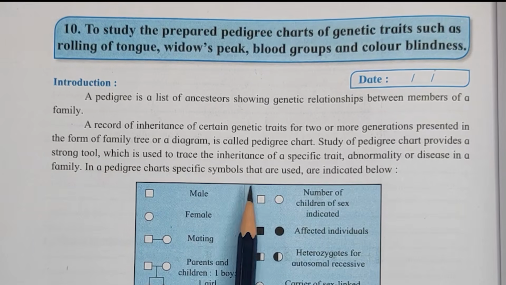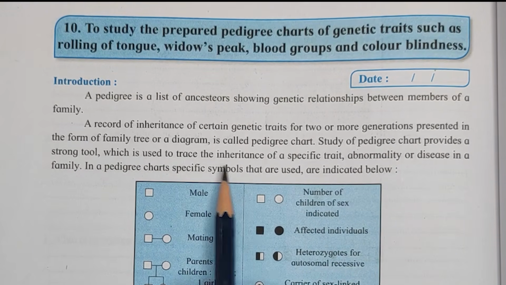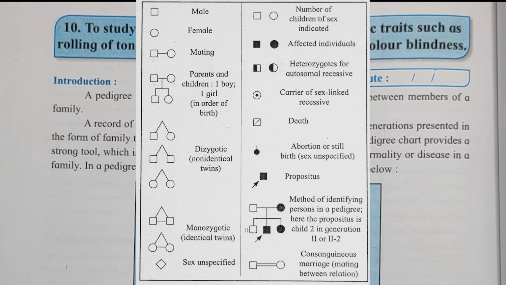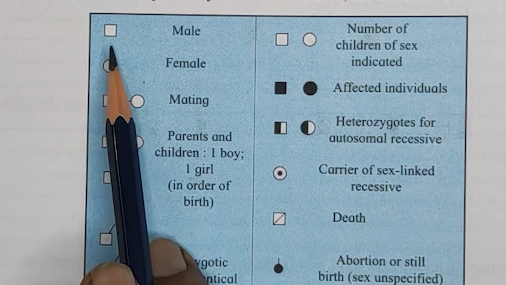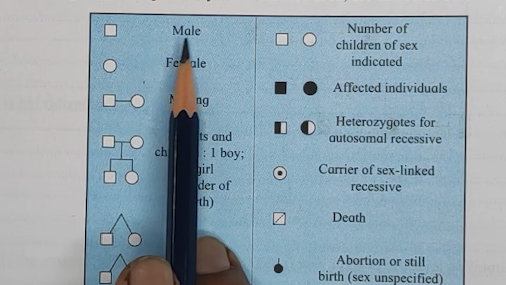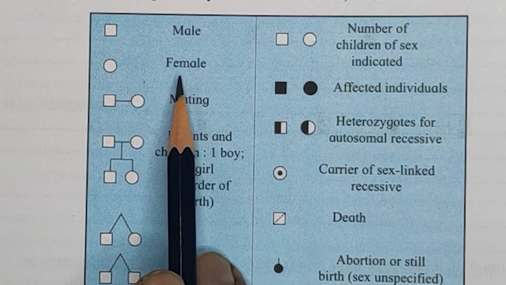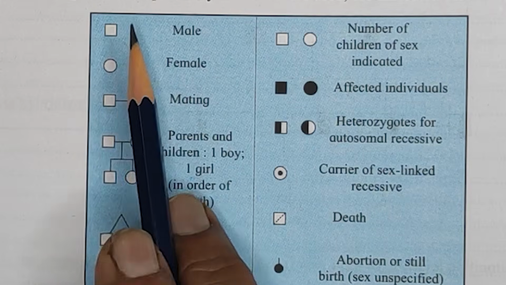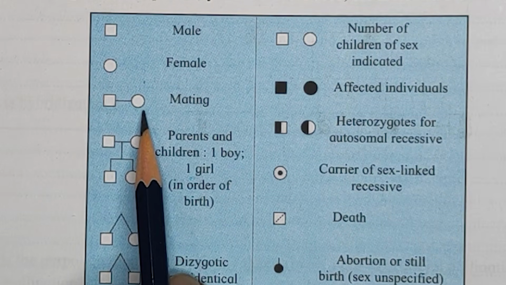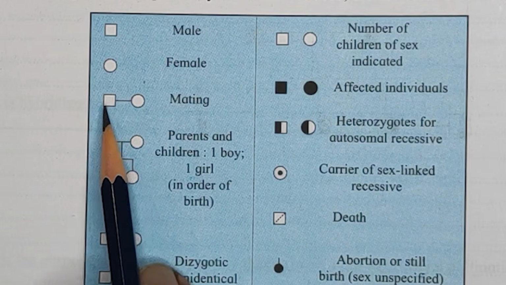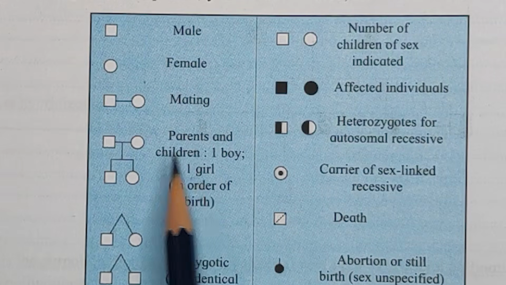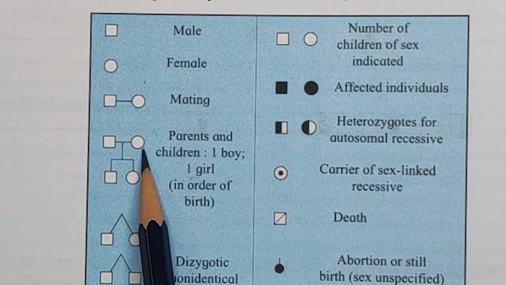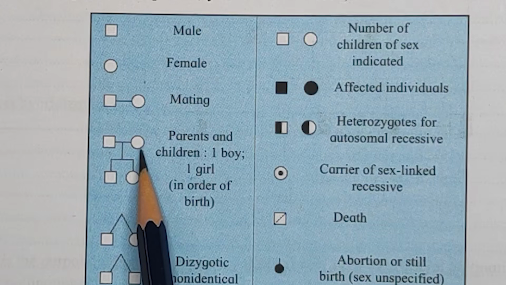In this pedigree chart, we have to learn about the specific symbols. These specific symbols are used to understand that particular chart. So which symbols are there? This square indicates a male, while the circle indicates a female. Here the square and the circle are there, and in between the line is there. This line indicates that there is a mating between this male and the female. Here parents and the children. We can say this one is a father and this one is a mother.